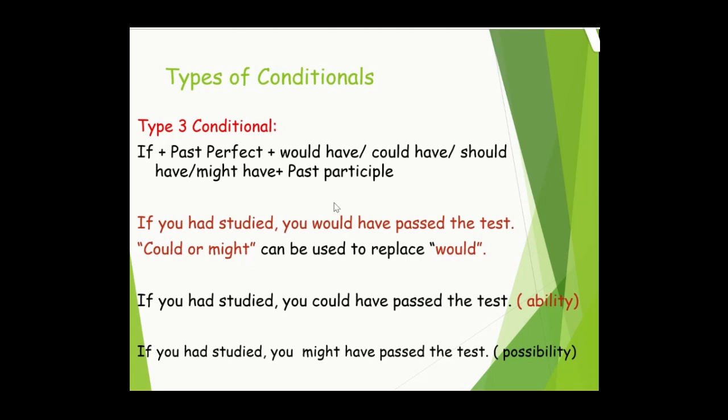You can also write could have or might have, which shows two different meanings. For example, if you had studied, you could have passed the test. It shows the ability of a person. On the other hand, if you put might have here, that is a possibility. For example, if you had studied, you might have passed the test. So it shows the possibility, not the ability.